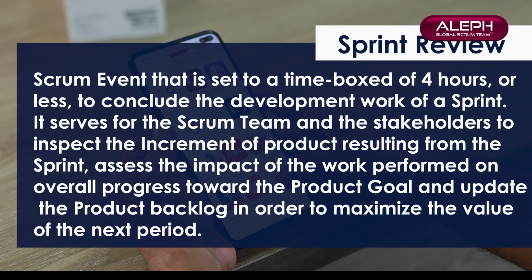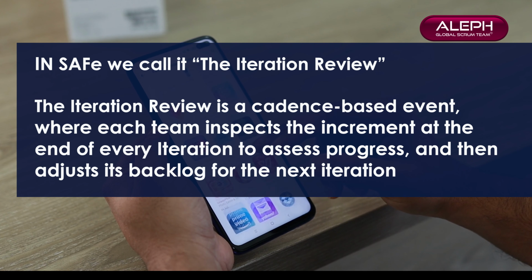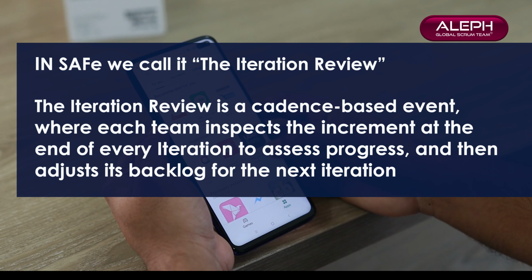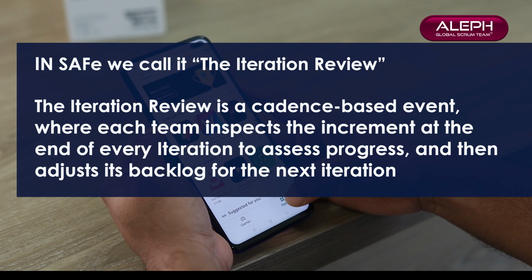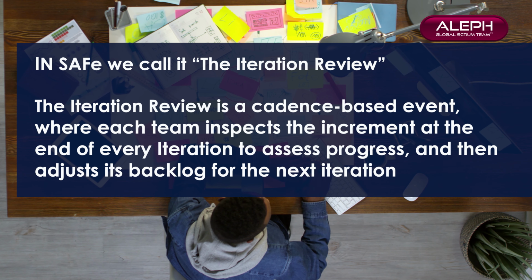Sprint Review. This is a Scrum event that's time-boxed to 4 hours or less to conclude the development work of a sprint. It serves for the Scrum team and the stakeholders to inspect the increment of product resulting from the sprint, assess the impact of the work performed on overall progress toward the product goal, and update the product backlog in order to maximize the value of the next period. In SAFe, this is called the Iteration Review. This is a cadence-based event where each team inspects the increment at the end of every iteration to assess progress and then adjust its backlog for the next iteration.